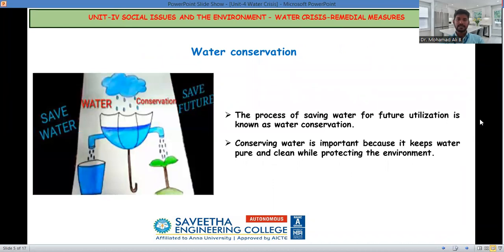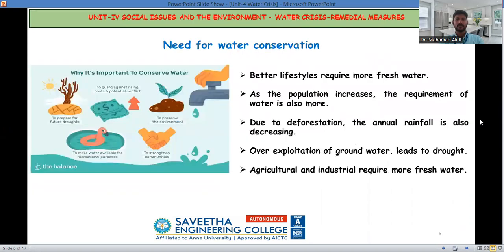So the solution to the water crisis is water conservation. The process of saving water for future utilization is called water conservation. Conserving water is important because it keeps water pure and clean while protecting the environment. So why do we need water conservation?